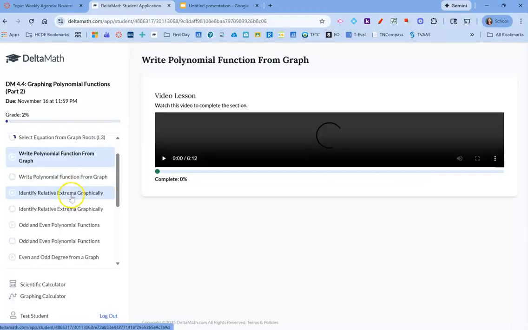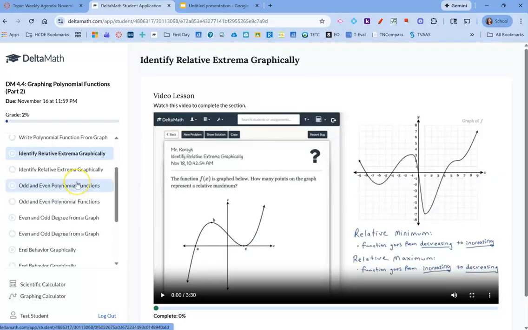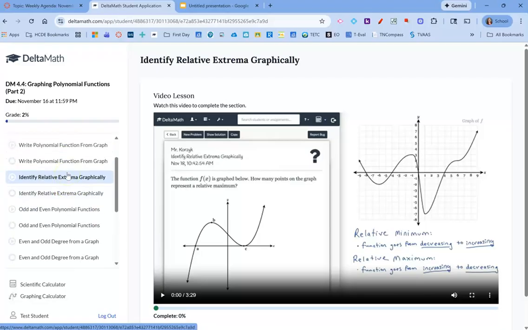You'll also have some problems about writing polynomial functions from the graph. Again, watch the video to do the practice problems. Then there's identifying relative extrema. Extrema is another word for minimums and maximums. So relative extrema and absolute extrema are another way of saying absolute or relative minimum or maximum. What's the highest value? What's the lowest value? So highest y value, lowest y value. Y value is what you can think of here.